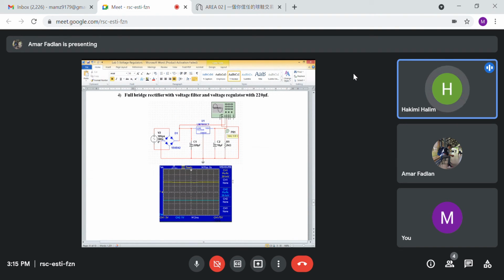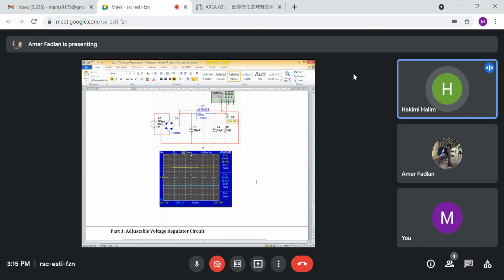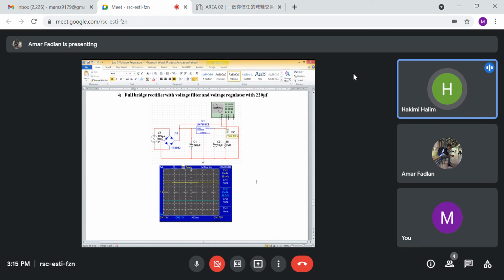The circuit shows us we have much less ripple voltage, and the wave is much smoother than the previous circuit that has 10 microfarad. So in conclusion, the full bridge rectifier with filter and voltage regulator that has 220 microfarad has much less ripple and a smoother wave. So that's all from part 2.